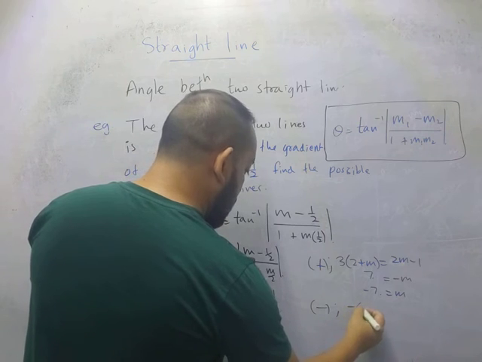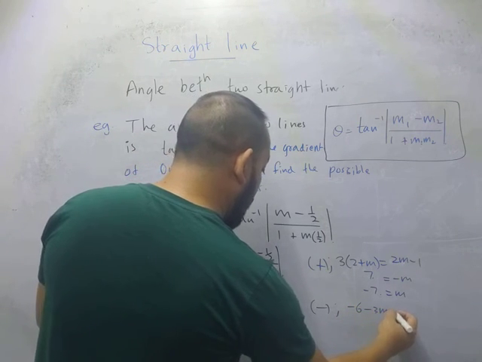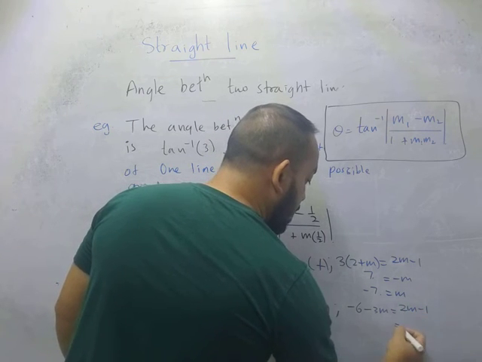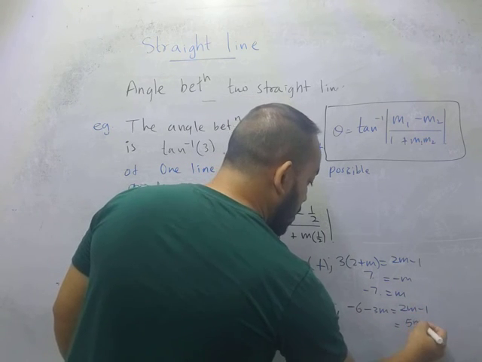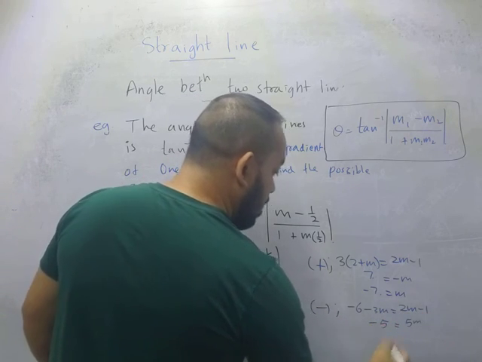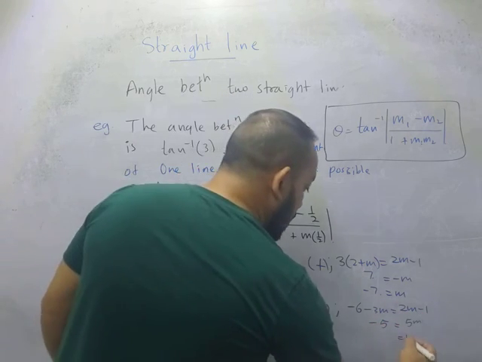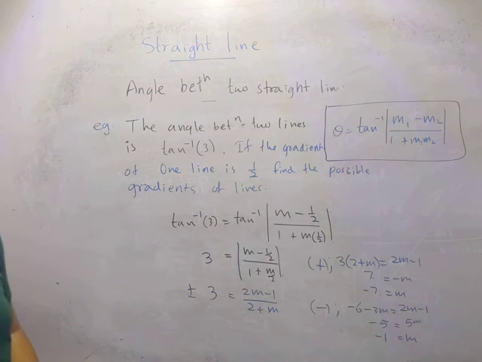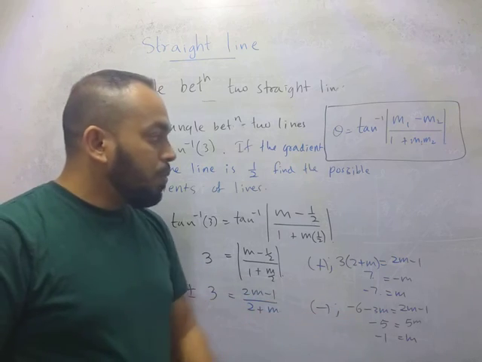For the negative part, this would be negative 3. So negative 6, negative 3m would be equal to 2m minus 1. When you bring it over, this becomes 5m, which would be minus 5. So m would be minus 1. So these are the two possibilities.